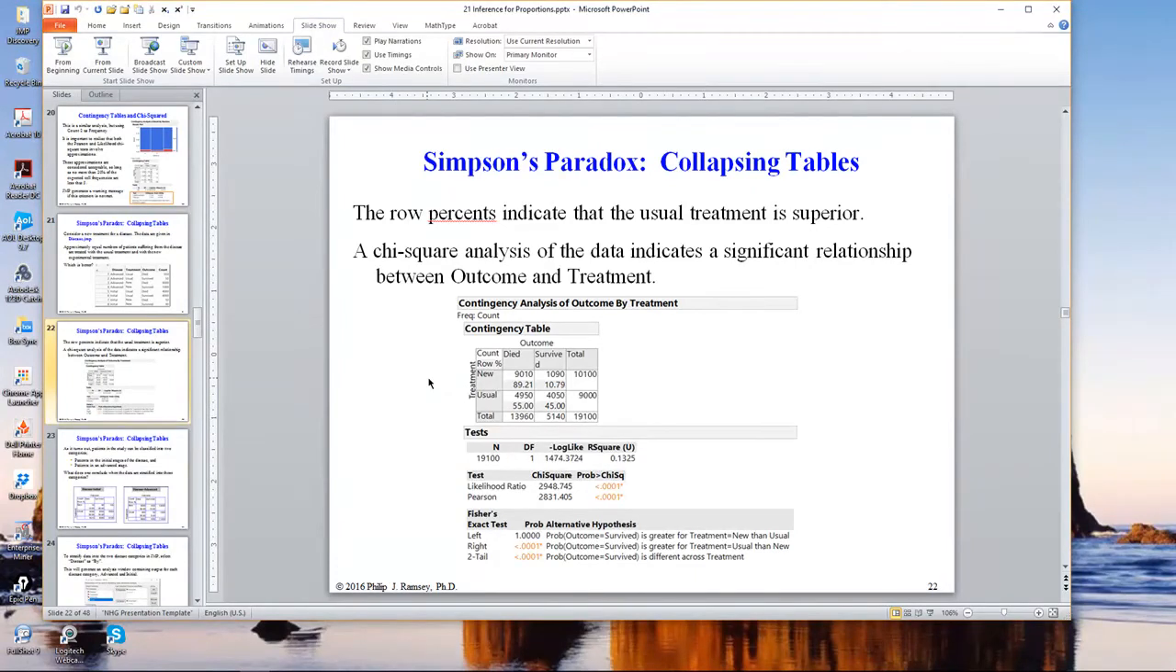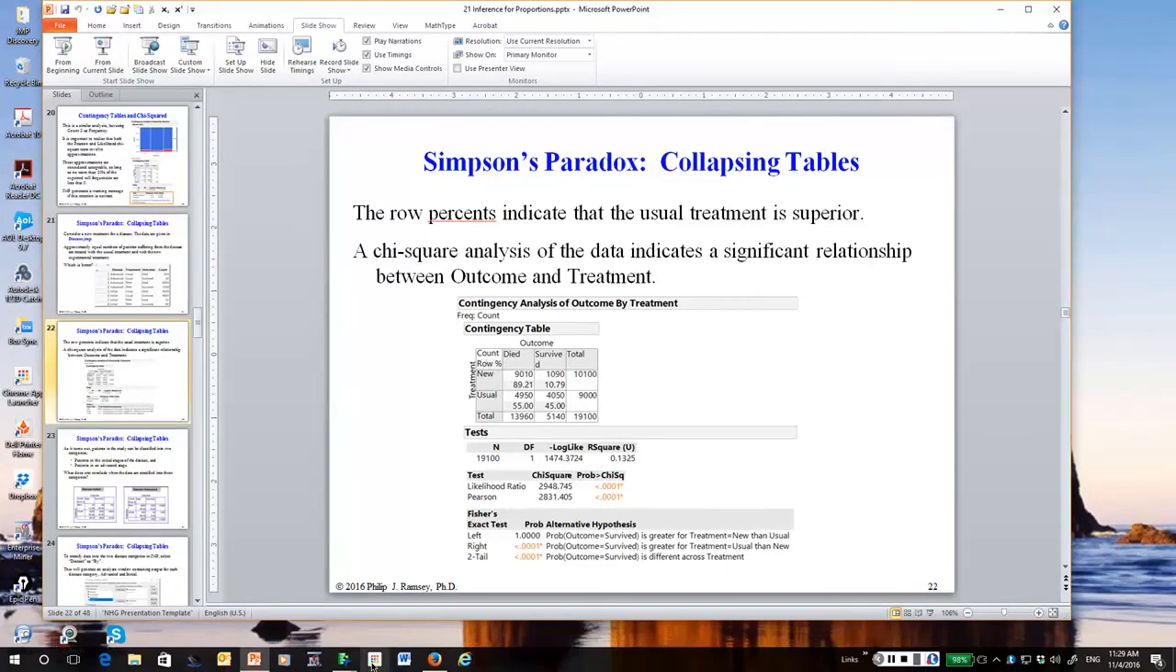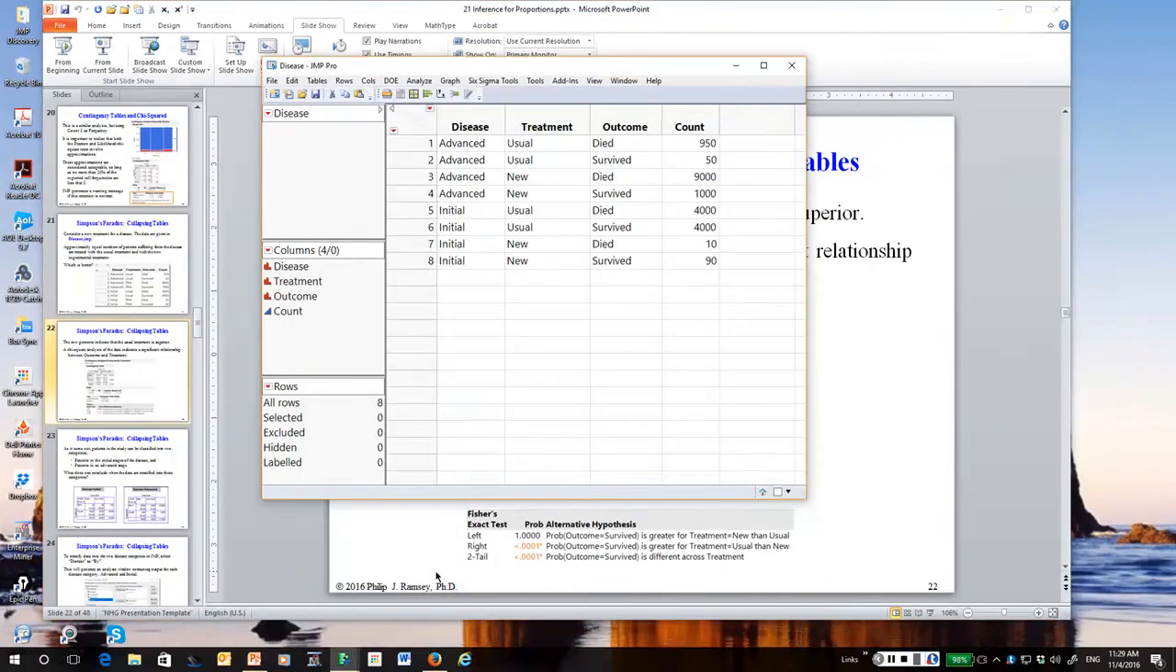And why? Well, let's go back and look. What have we ignored? The stage of the disease. So some of the people in the treatment study are in an advanced stage, some are in the initial, and we have no idea how the advanced and initial subjects have been allocated to the treatment groups. So let's go over to JMP and take a look at the data.